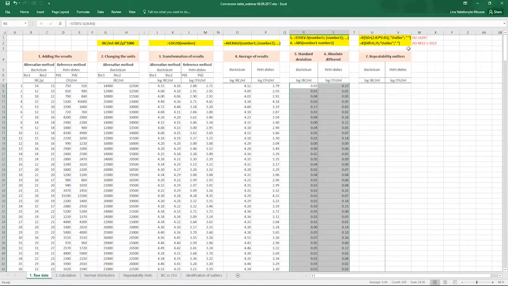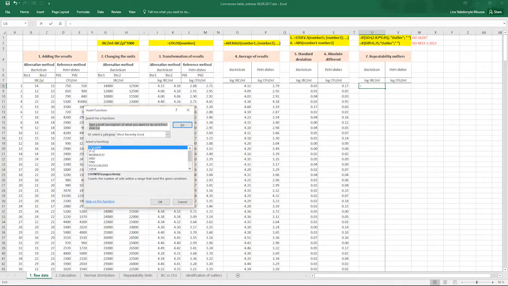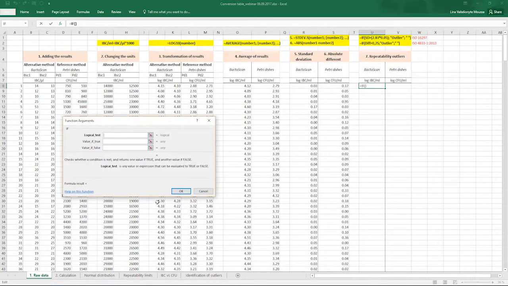To identify outliers where the repeatability for BactoScan and Petri dishes are above the limits, we should choose a function IF, and then we type the cell which we want to compare, the standard deviation from the first sample, 0.03, should not be higher than 2.83 multiplied by 0.05. 2.83 is a coefficient of repeatability limits, and 0.05 is a standard deviation of repeatability.